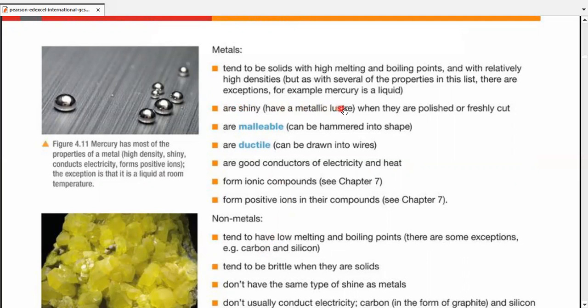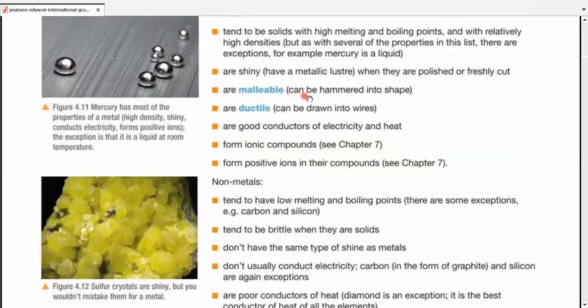Metals are shiny. They have a metallic luster when polished or freshly cut. Non-metals tend to be brittle. Whenever we try to shape them, they break. Brittle means that it has a rough surface, and when you're trying to force it to shape or reshape it, it breaks instead of getting shaped when they are solid.